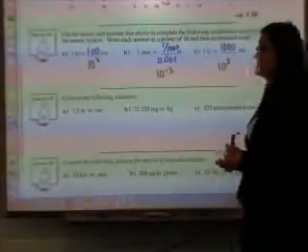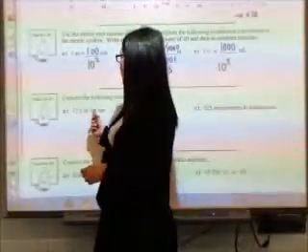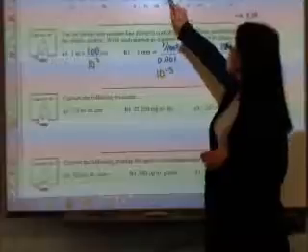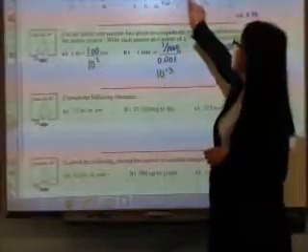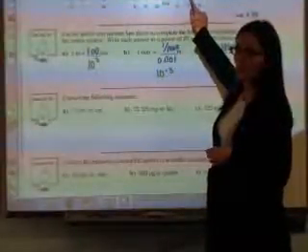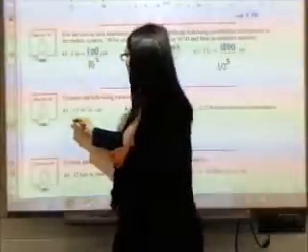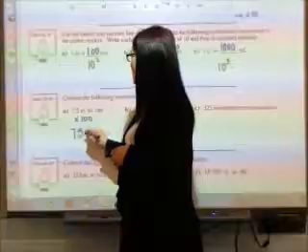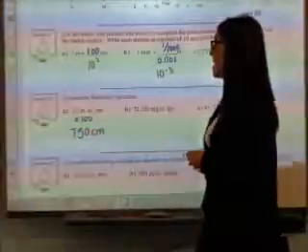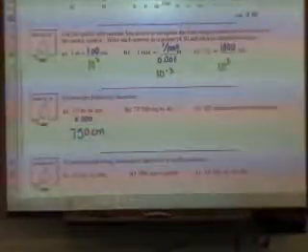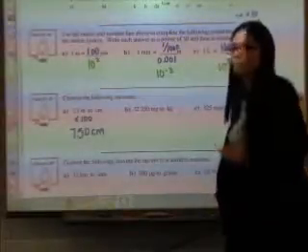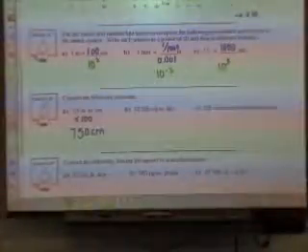So if I look at class example number 2, I want to go from meters to centimeters. So if I look at my chart, meters to centimeters means I multiply by 100. So if I take 7.5 and multiply it by 100, I get 750. I want you to do the next 2, and then we'll check them as a class.